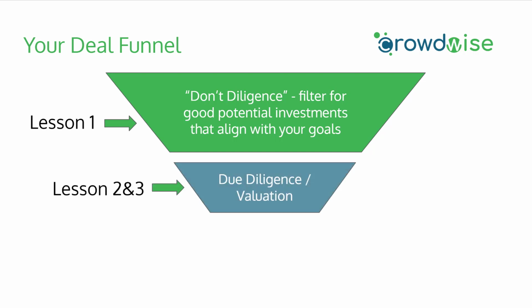Then, moving on to the next level of filtering, you have the due diligence and valuation phase. This is what we'll be covering in lessons 2 and 3. Finally, you have your allocation and your investment decision at the bottom of the funnel, where only a few deals will make it that far.